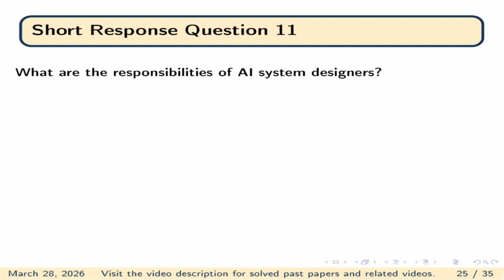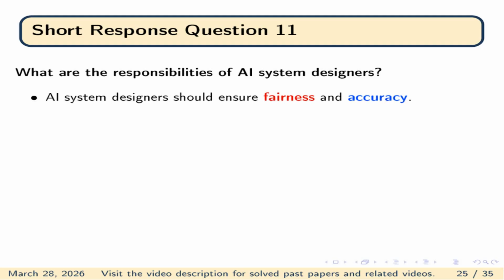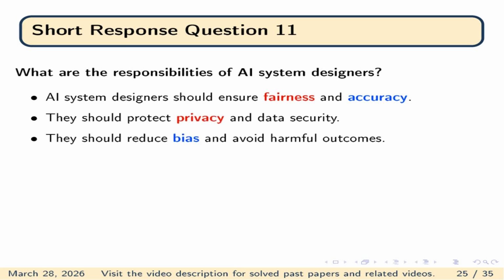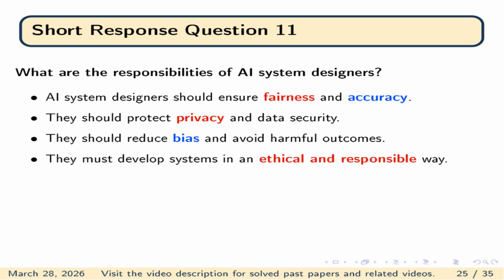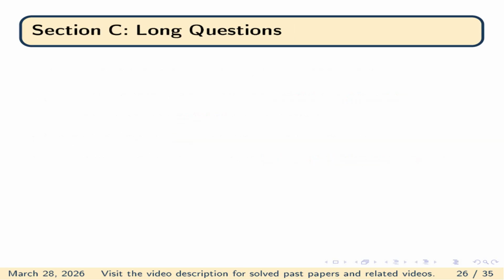What are the responsibilities of AI system designers? AI system designers should ensure fairness and accuracy. They should protect privacy and data security. They should reduce bias and avoid harmful outcomes. They must develop systems in an ethical and responsible way.